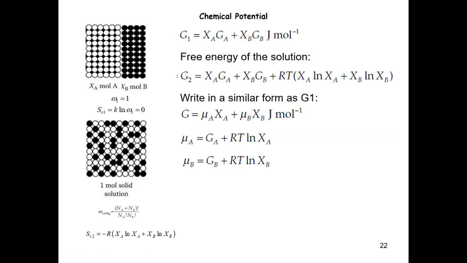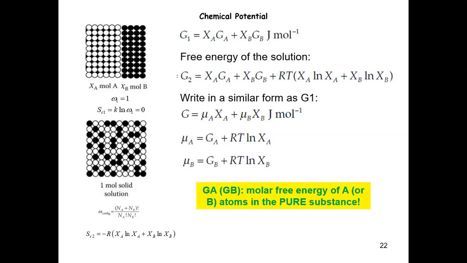Based on this particular form, it's fairly easy to see the physical meaning of the chemical potential. If you compare again with the demixing case, we know clearly that GA and GB play a similar role as the chemical potential. They are the molar free energy of pure A and pure B.